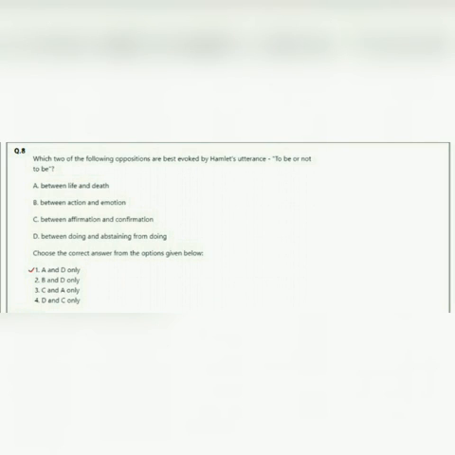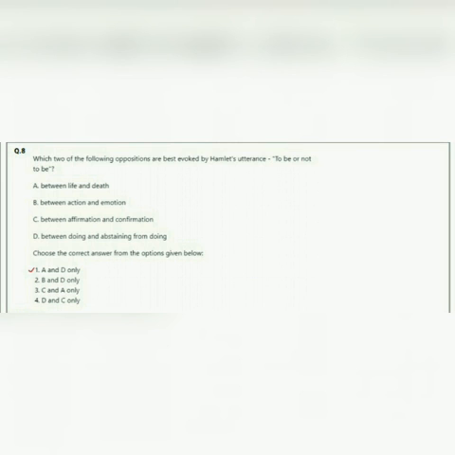Question number 8. Which two of the following oppositions are best evoked by Hamlet's utterance "to be or not to be"? A. Between life and death. B. Between action and emotion. C. Between affirmation and confirmation. And D. Between doing and abstaining from doing. Choose the correct answer from the options given below.